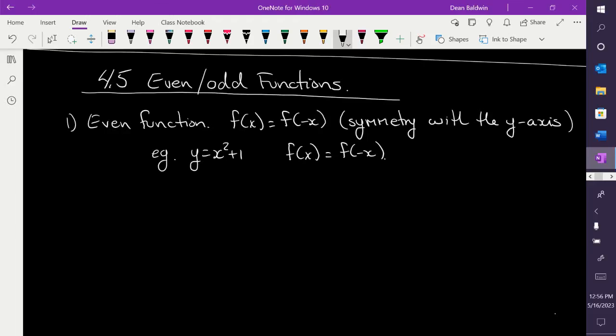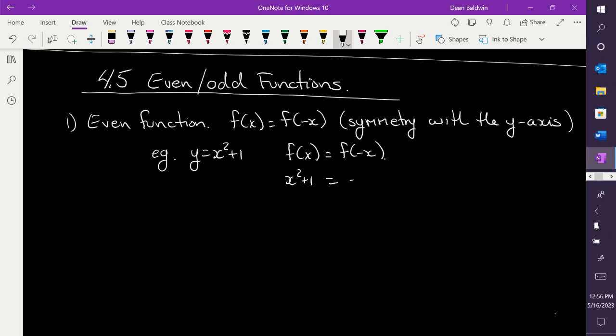So we looked at even and odd functions way back at the beginning of the course. An even function by definition has symmetry with the y-axis. But the mathematical definition is f of x is equal to f of negative x. So if we look at x squared plus 1, that should equal f of negative x, i.e. I replace all the x's with negative x.